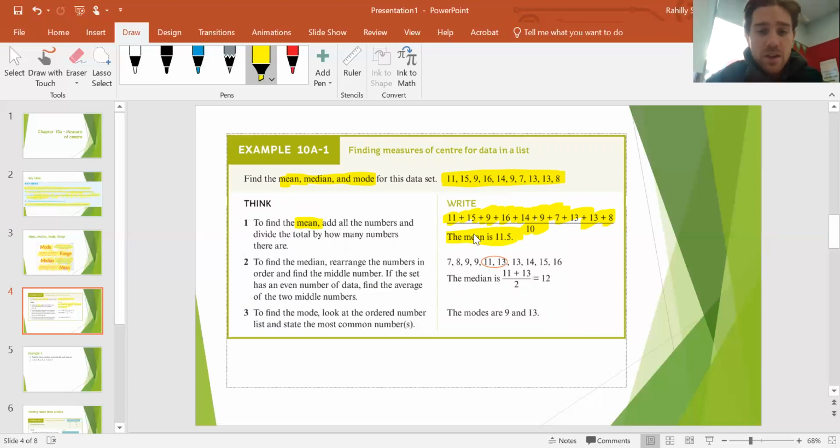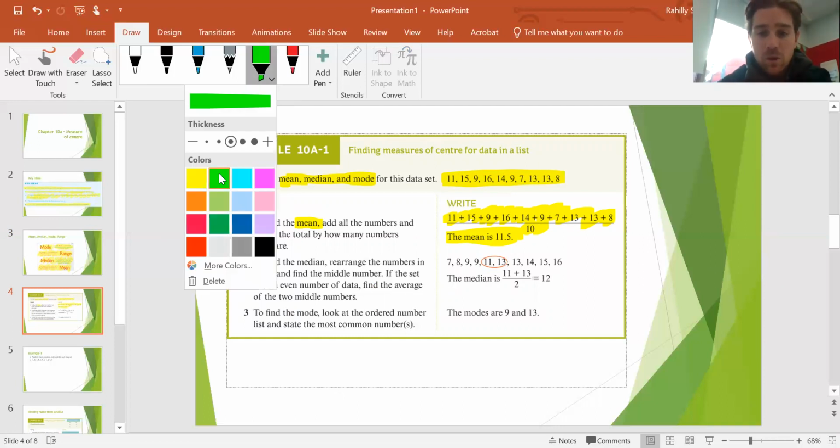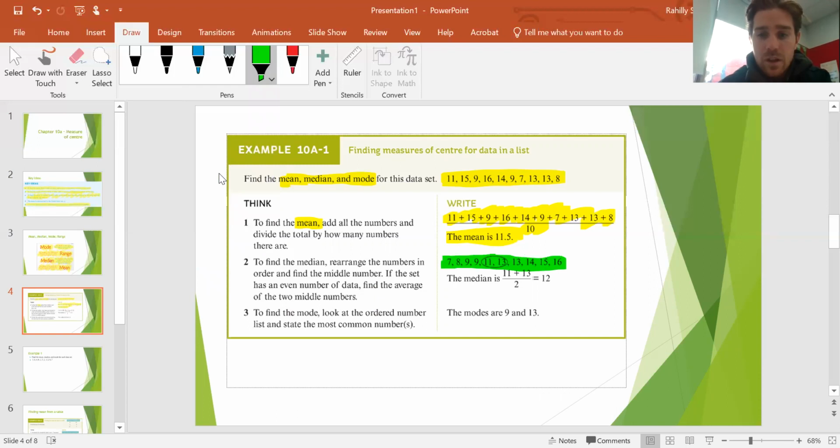To find the median, rearrange the numbers in order and find the middle number. If the set has an even number of data, find the average of the two middle numbers. I'll do this one in green. I've put them in order from smallest to largest. Because there are only 10, there's no exact middle number, so the middle is split down here, with 5 on each side. You add 11 and 13 together and then divide by 2, which gets you 12. So the median for this set of data is 12. If it was an odd number, and I'll show you further on in this video, it's a little bit easier to work out the median.